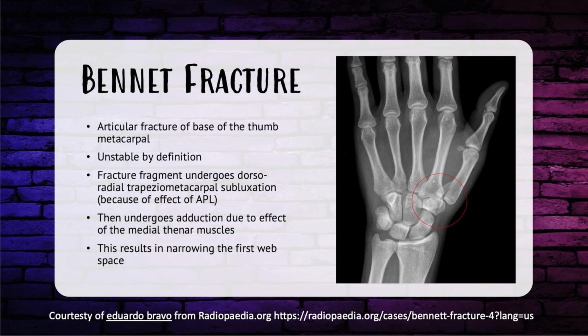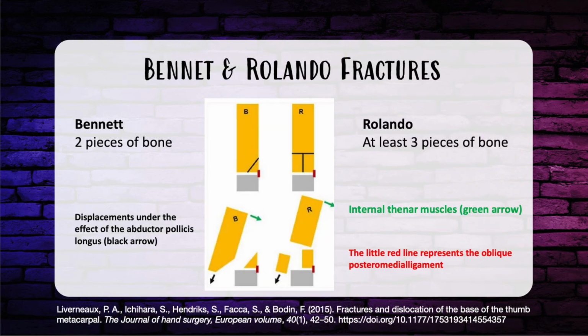For fragments less than 20% of the articular surface, closed reduction and percutaneous pinning of the CMC can be done. If the fracture is bigger or cannot be reduced, open reduction and internal fixation is indicated. Sanam, what about Rolando fracture? A Rolando fracture is similar to a Bennett fracture, but instead you have 3 or more bone pieces. The difference between that and Bennett is that with Bennett, you have 2 pieces: a fracture fragment and the rest of the metacarpal. With a Rolando fracture, you have 2 or more bone fragments and then the actual metacarpal.